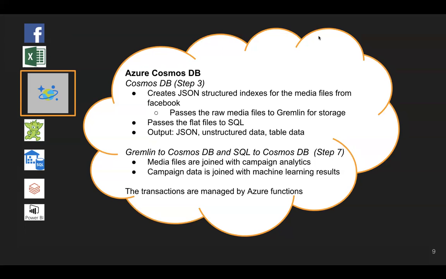Our input will be unstructured data, which is received from Facebook APIs and marketing CSV, such as images, videos, and messages. Output will be JSON, unstructured data, and table data, and SQL, like tables containing the JSON indexes.